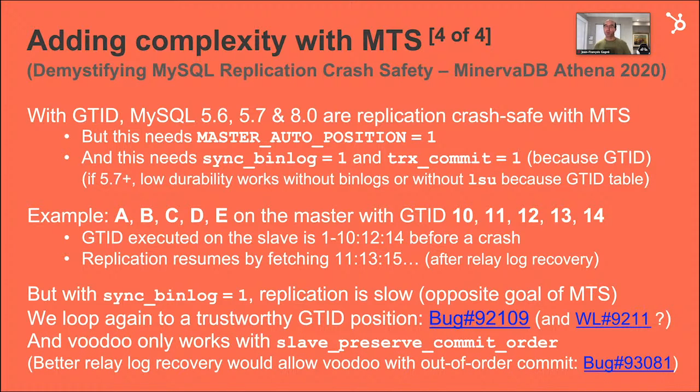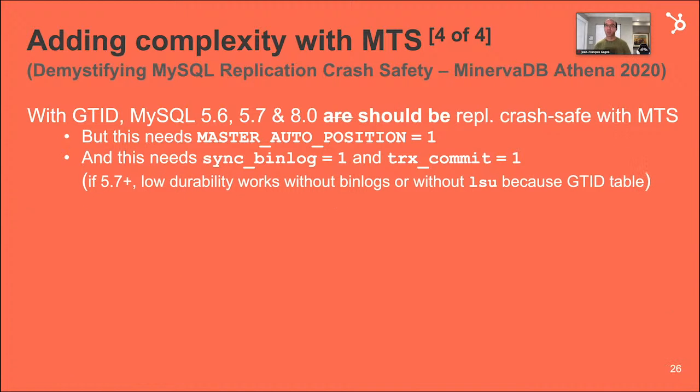And remember that the voodoo trick that I gave you before only works with in-order commit. So if you have slave preserve commit order set to on with logical parallel replication, you can use the voodoo trick. And if not, you can't, and you have a problem. So we need better relay log recovery here.